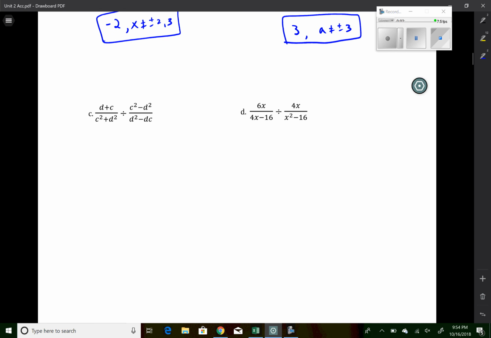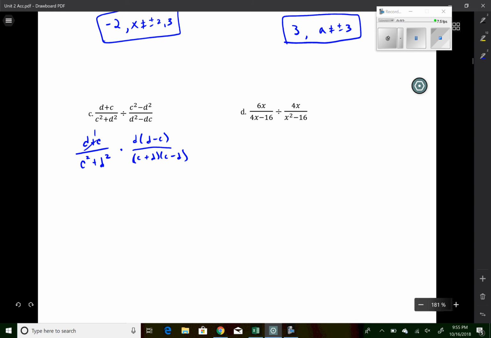The next example is a division problem. Remember, for division, we're going to just flip the fraction after the division symbol and change to multiplication, and then we can go ahead and go about our business as normal. So d plus c squared plus d squared can't be factored. I know you really want to factor that because it looks like difference of two squares, but it's not. D squared minus dc becomes d minus c. And we get c plus d, c minus d for difference of two squares there.